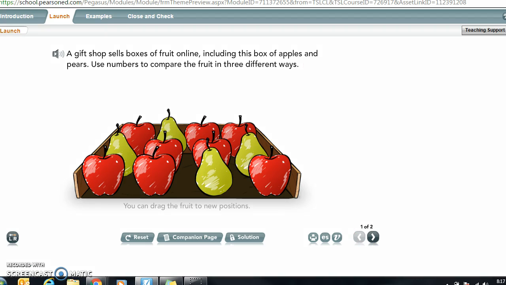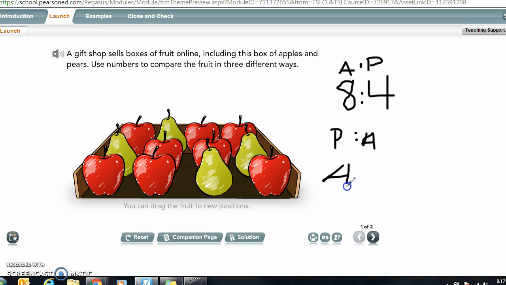Well, I know that I have apples and pears. So apples to pears, where these are 2 little dots. Okay, I have 1, 2, 3, 4, 5, 6, 7, 8 apples, and 1, 2, 3, 4 pears. Okay, I can also write pears in comparison to apples. Well, I'll have 4 pears in comparison to my 8 apples.